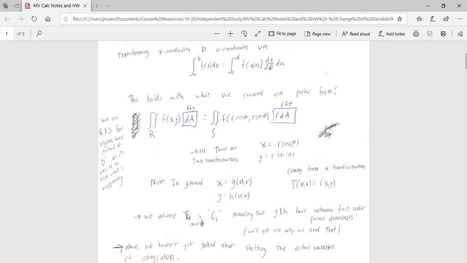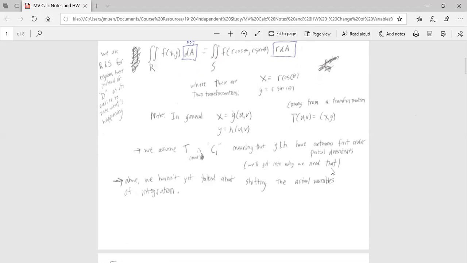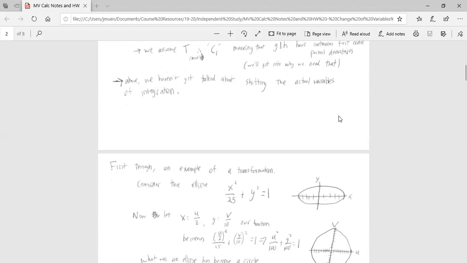In doing this, we're going to assume that our transformation is what's known as C1. C1 here just means that it's continuous on first order derivatives. So g and h have continuous first order partials. We'll get into why we need that. What happens here is we haven't talked about actually shifting the variables of integration. That's what we're going to do now. This is just the substitution we're going to make. So let's talk about how this actually changes things.